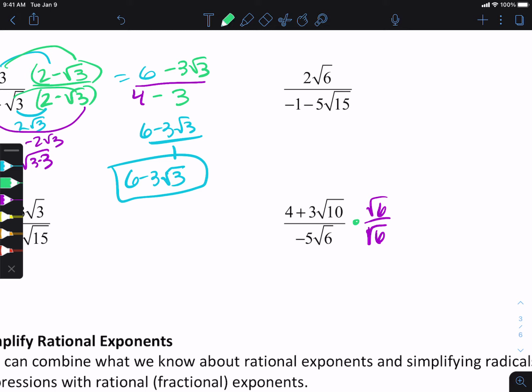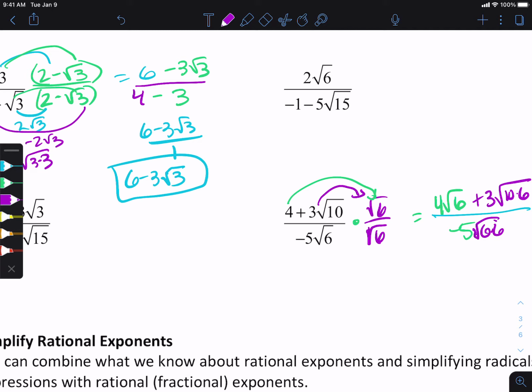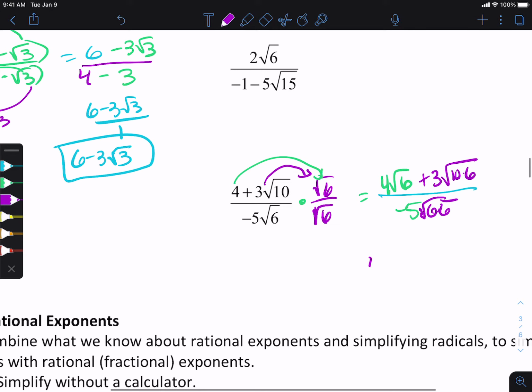So on top, when I multiply, we do 4 times the root 6. The 4 is on the outside, the 6 is on the inside. Then we do 3 root 10 times root 6, so we get 3 on the outside, and then underneath 10 times 6. All over, remember fractions are top times top over bottom times bottom. So on the bottom we have the negative 5 times 1, which is negative 5. And then we have the root 6 times root 6, which is just 6 times 6 underneath, or it will be just 6. So we end up with 4 root 6 plus 3 root 10 times 6 over negative 5 times 6.